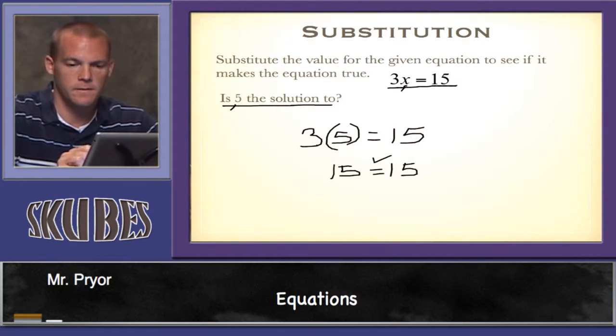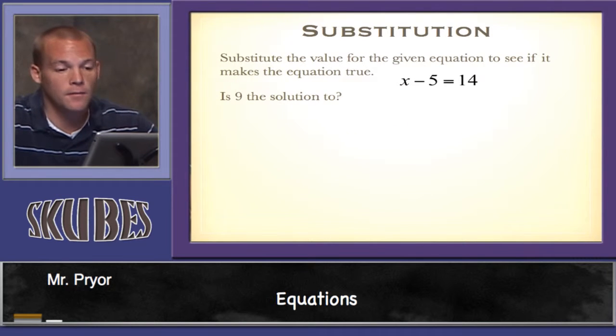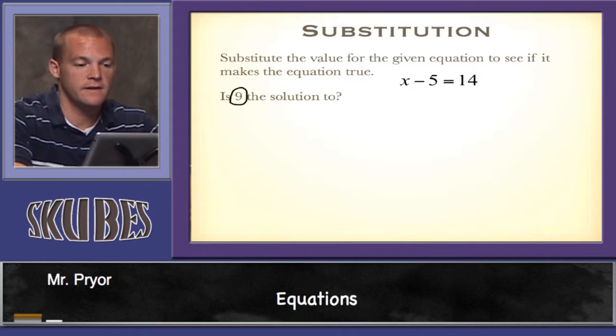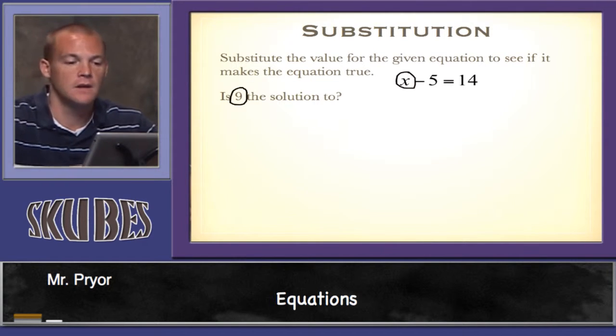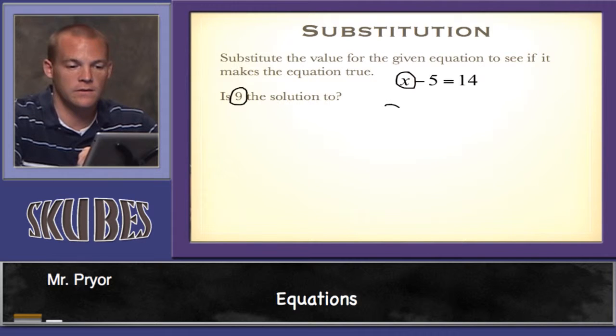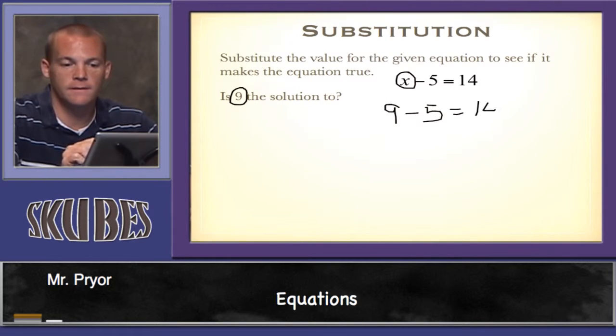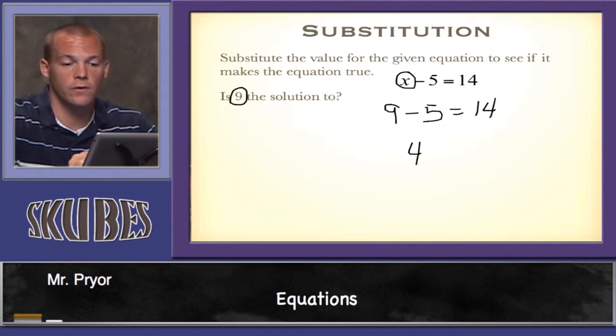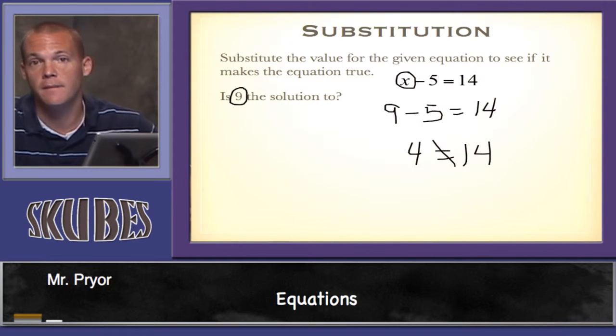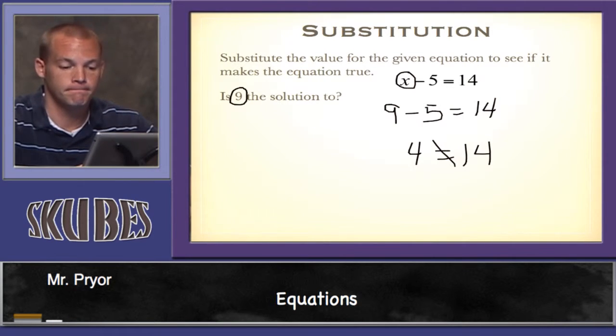The next example is the same type of problem. This time it involves subtraction. We're going to take the value 9, substitute it in for x to see if that would give us 14. So in substituting it in, we see we get 9 minus 5 equals 14. Right? And of course 9 minus 5, however, gives us 4. And 4 does not equal 14, which means 9 would not be a solution in this case.